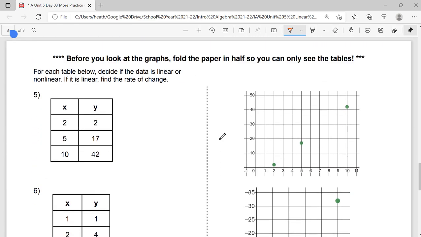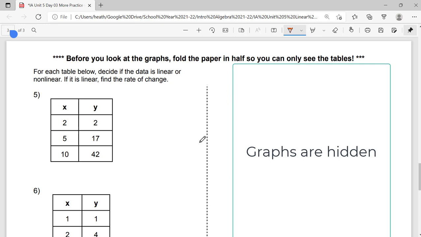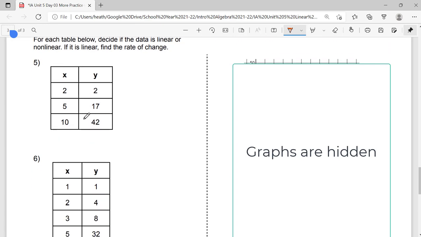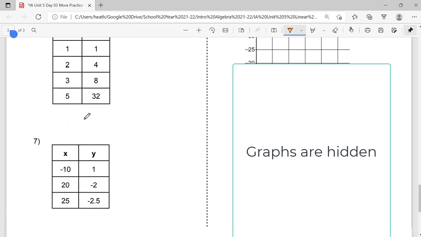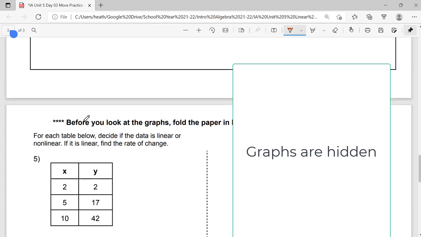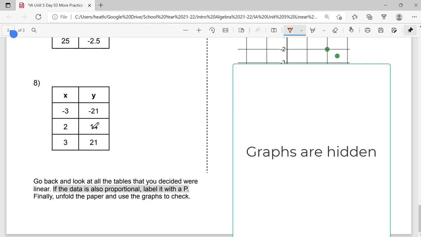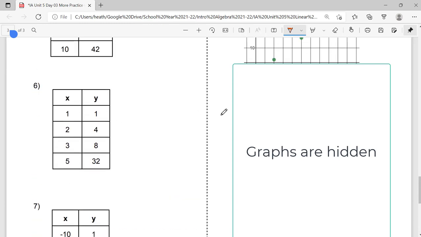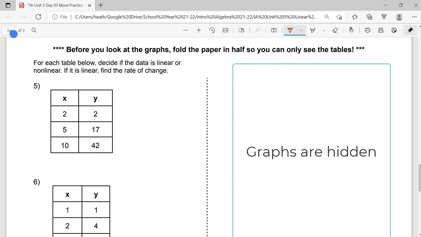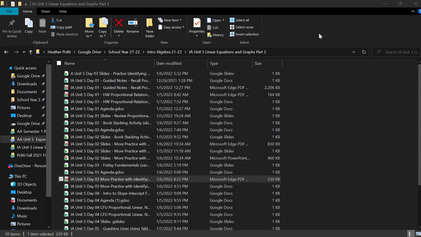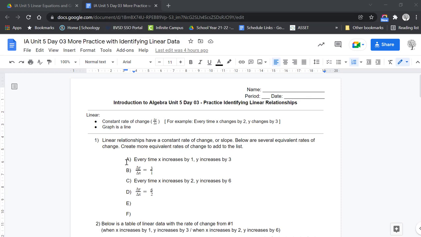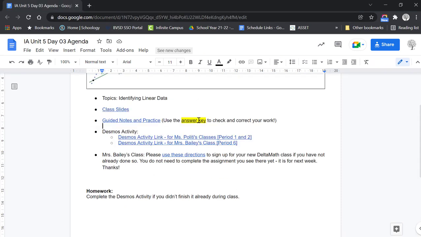When you get to this page, take your paper and fold it along this dotted line so all you can see are the tables. What I want you to do is check, is this pattern linear or not for each one of these tables? And then go back and label any of them proportional if you think they're proportional. Unfold the paper and check your answers on the graphs. But don't use the graphs when you're doing it. That's your challenge.